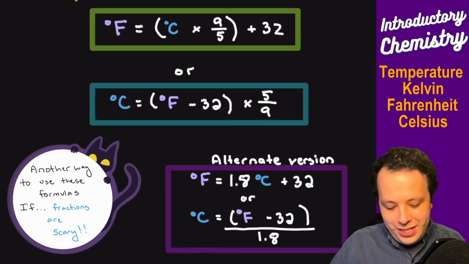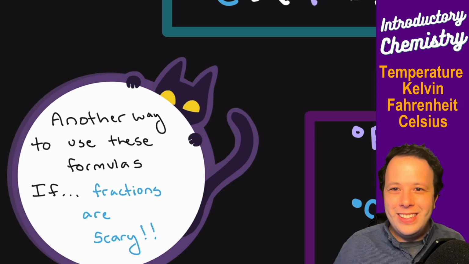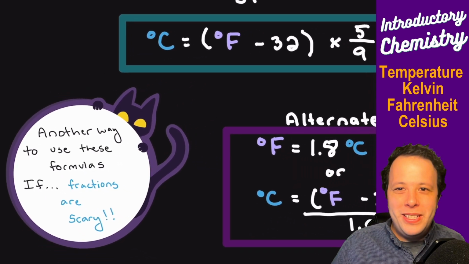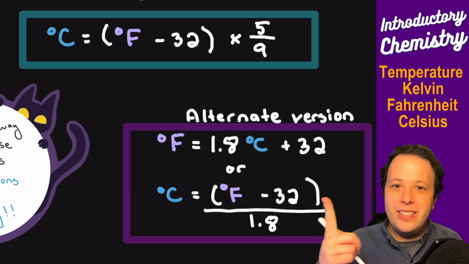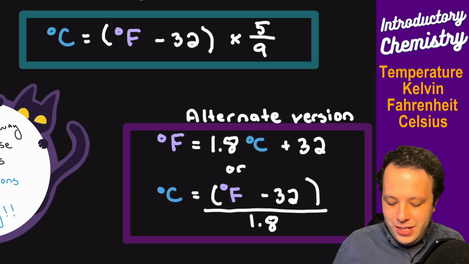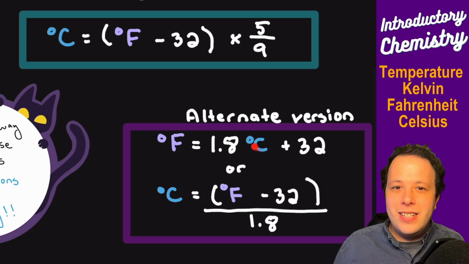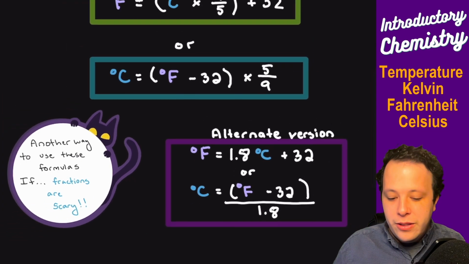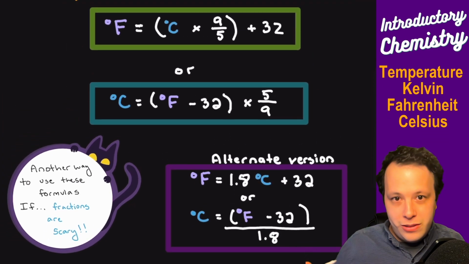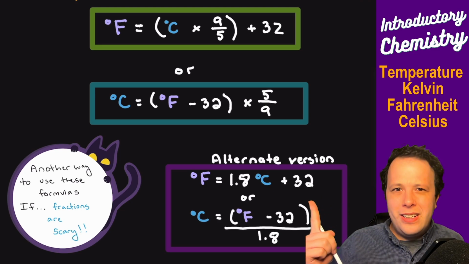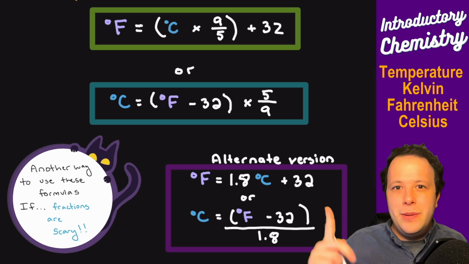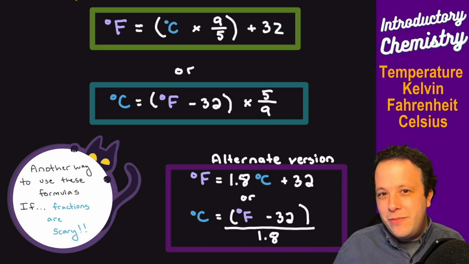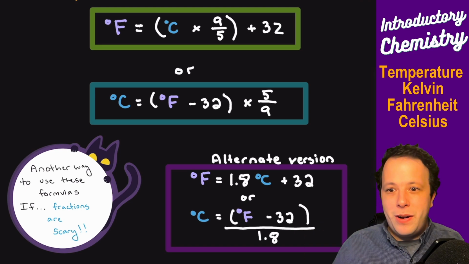Now, if fractions are a little too scary for you, there's an alternative version of this, which is actually a lot easier to see here. So Fahrenheit is 1.8 times Celsius plus 32, or Fahrenheit minus 32 divided by 1.8 is equal to Celsius. So a lot easier formulas to use. You can use either one, whichever one you prefer for your courses. I usually use the one on the bottom more often, but I do know some people prefer the traditional fractions. Let's try a practice problem to use this.